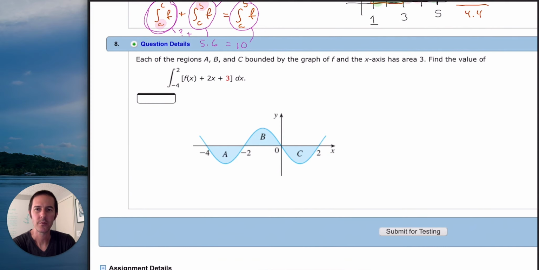Number 8 is interesting. Each of the regions A, B, and C bounded by the graph of f and the x-axis has area 3. So they're saying whether it's below the x-axis or above the x-axis, the true area is 3. And we're supposed to evaluate this integral. Okay?